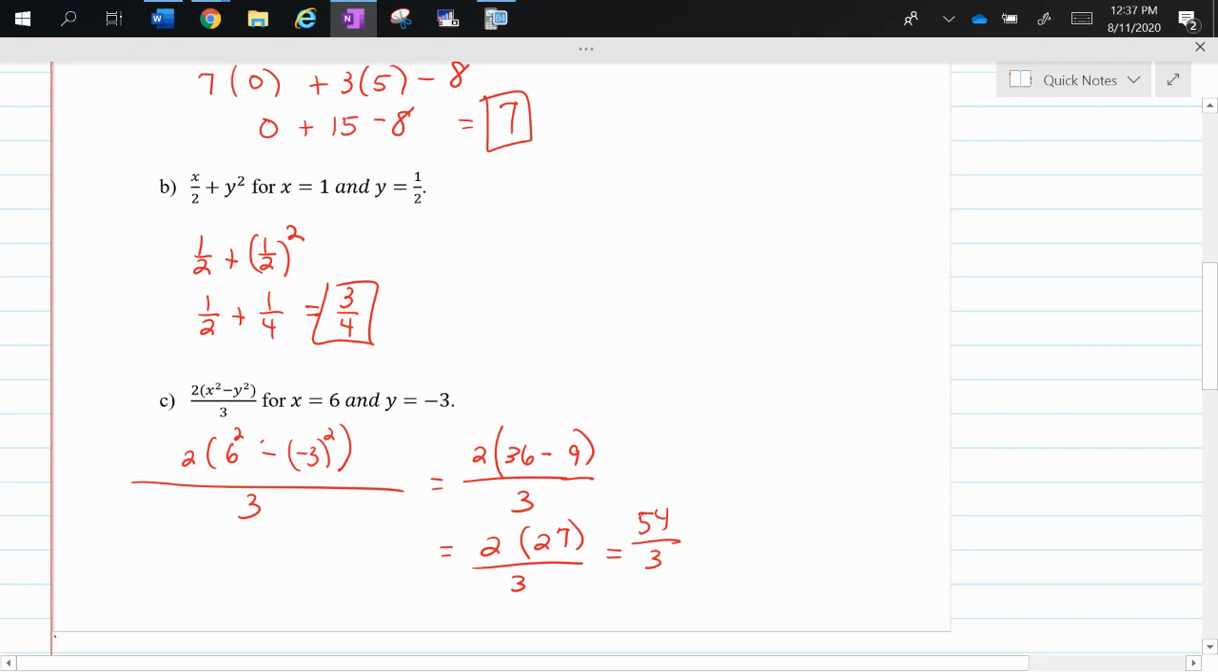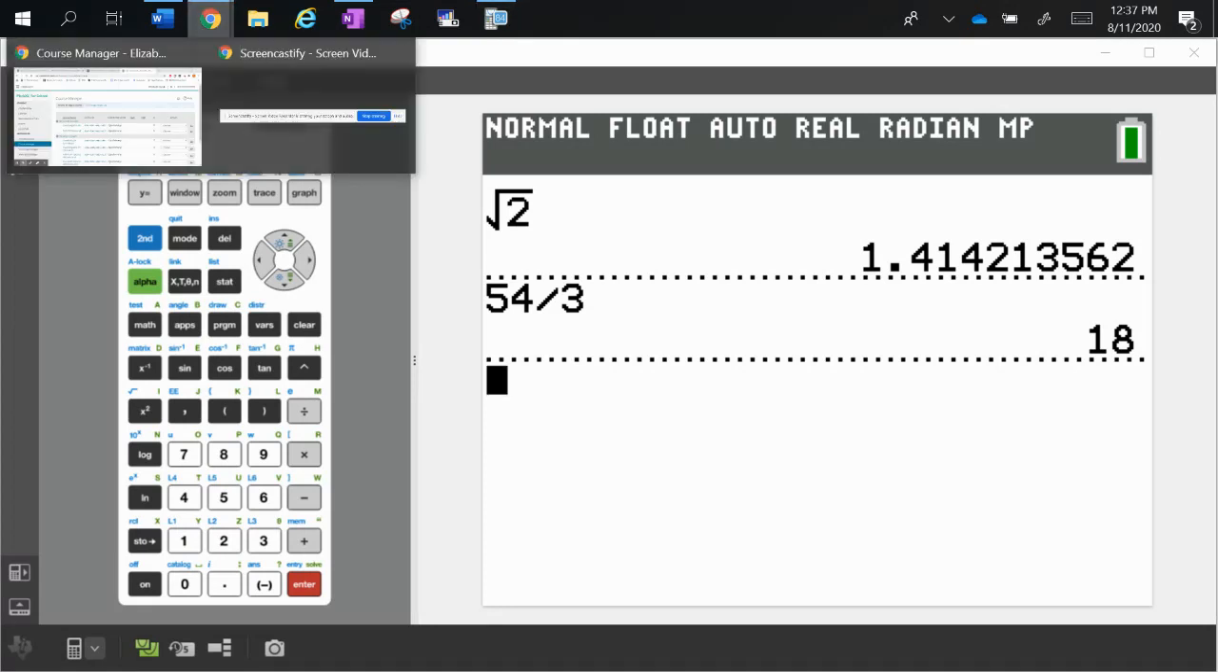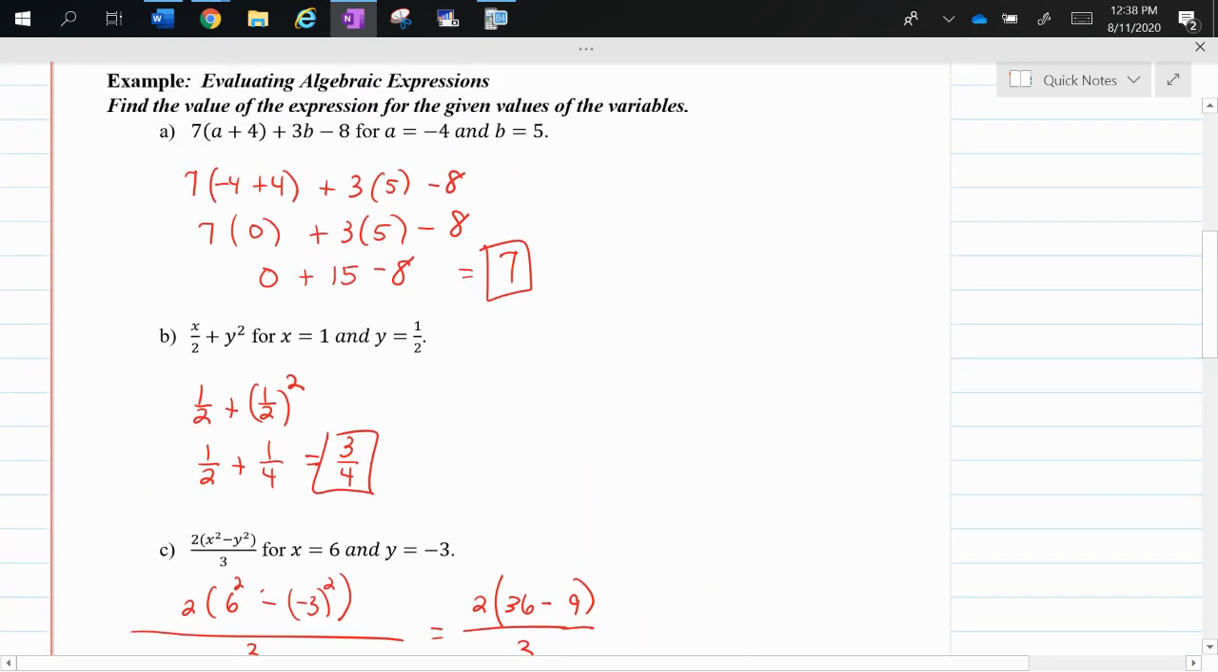And 54 divided by 3, we're going to check on our calculator just to be sure. 54 divided by 3 is 18. So the value of the expression is 18. So we're going to have to remember, in order to evaluate expressions, we have to remember order of operations.